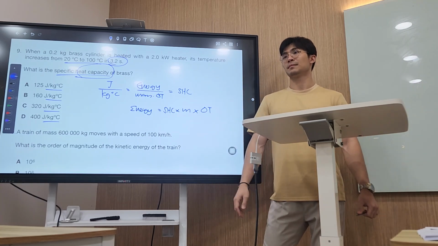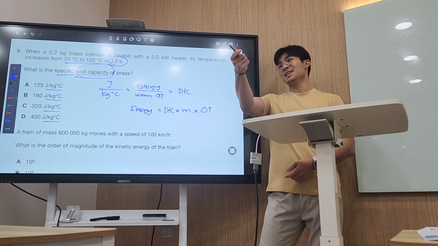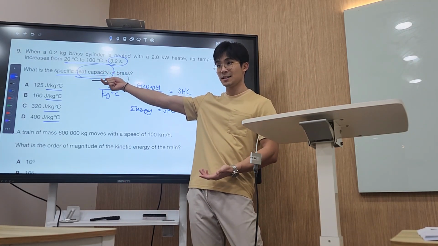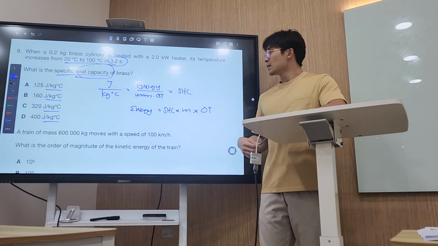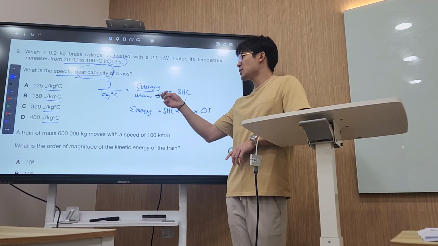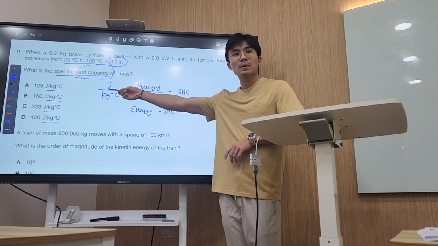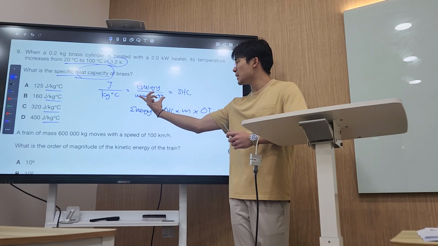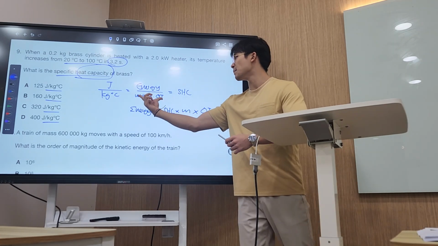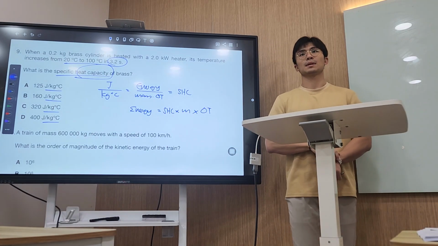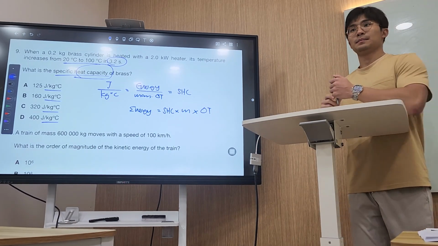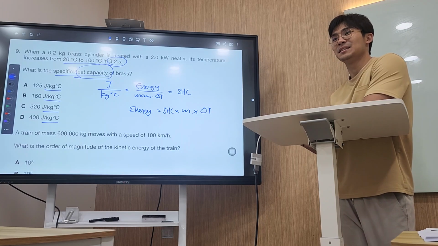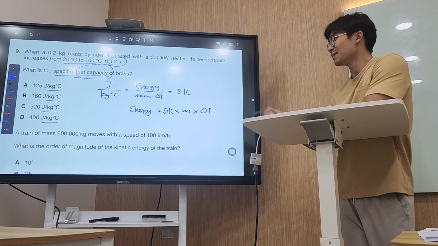Wait, so is C the unknown? Exactly. C is the unknown. You are supposed to find it. So it's energy over mass, change in temperature. Joules is energy, kg is mass, degree Celsius is temperature. So once we have this, we can derive our formula by bringing the mass and the change in temperature upwards. Okay, what's my next step?